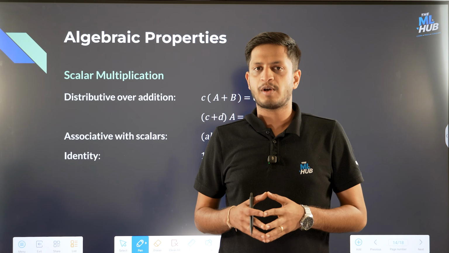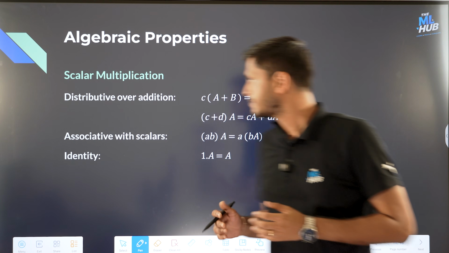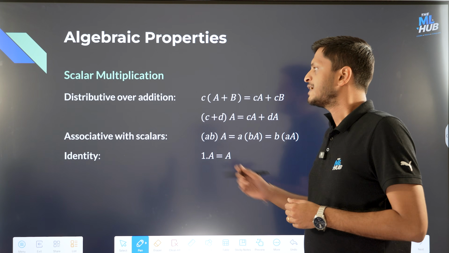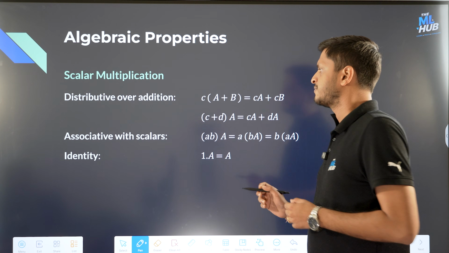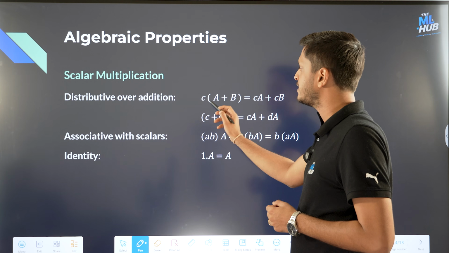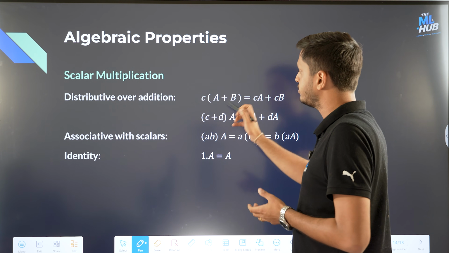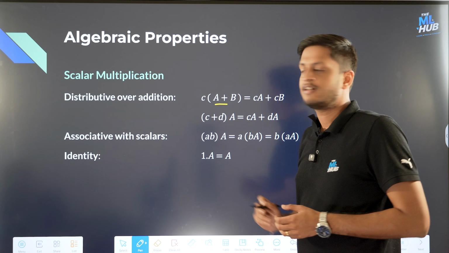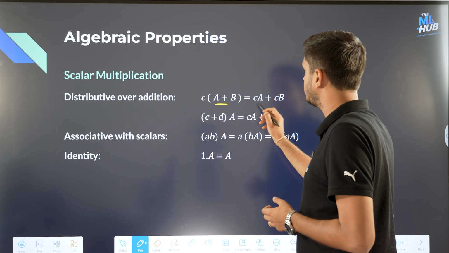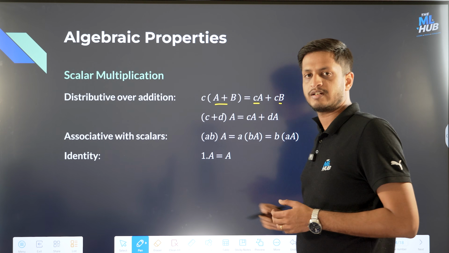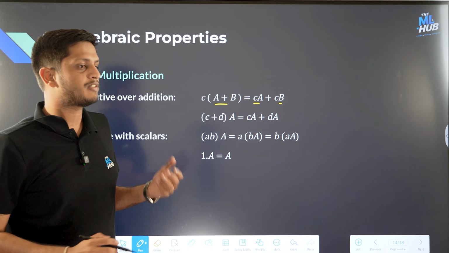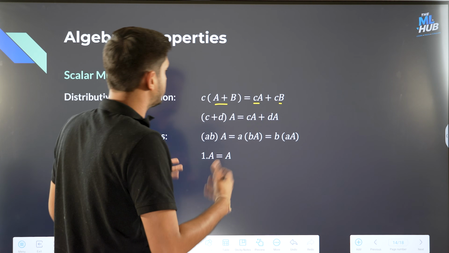Okay. Now let's see some properties of scalar multiplication. So scalar multiplication is distributive over addition. It means that if you have a scalar multiplication of an addition of two matrices, then you can just distribute it over the two matrices and then you can do the addition. So this property is called distributiveness.